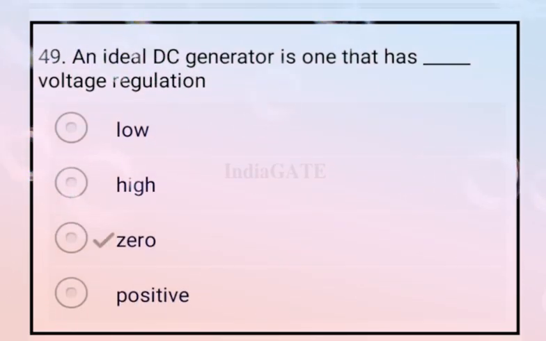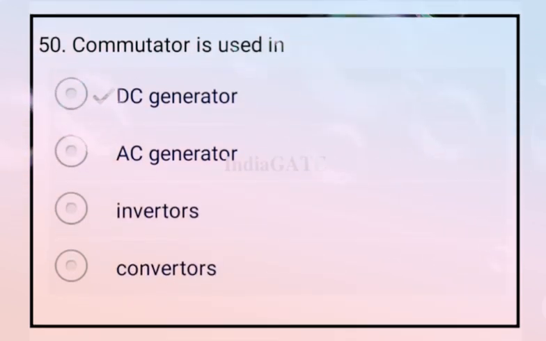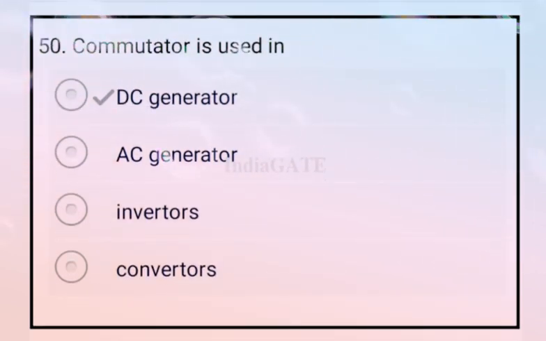Next question. An ideal DC generator is one that has a voltage regulation of? So correct answer is option C, that is 0. And last question of this session, commutator is used in? So correct answer is option A, DC generator.